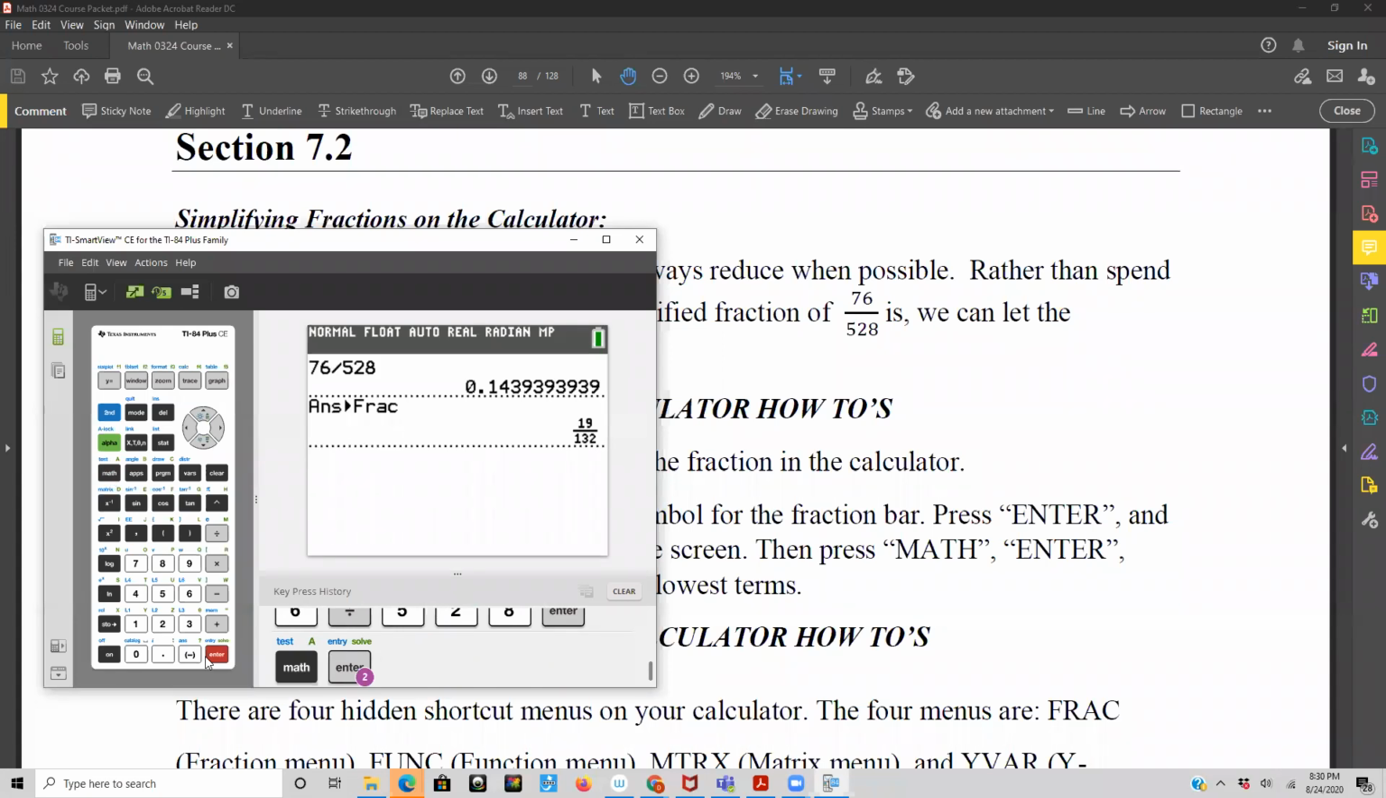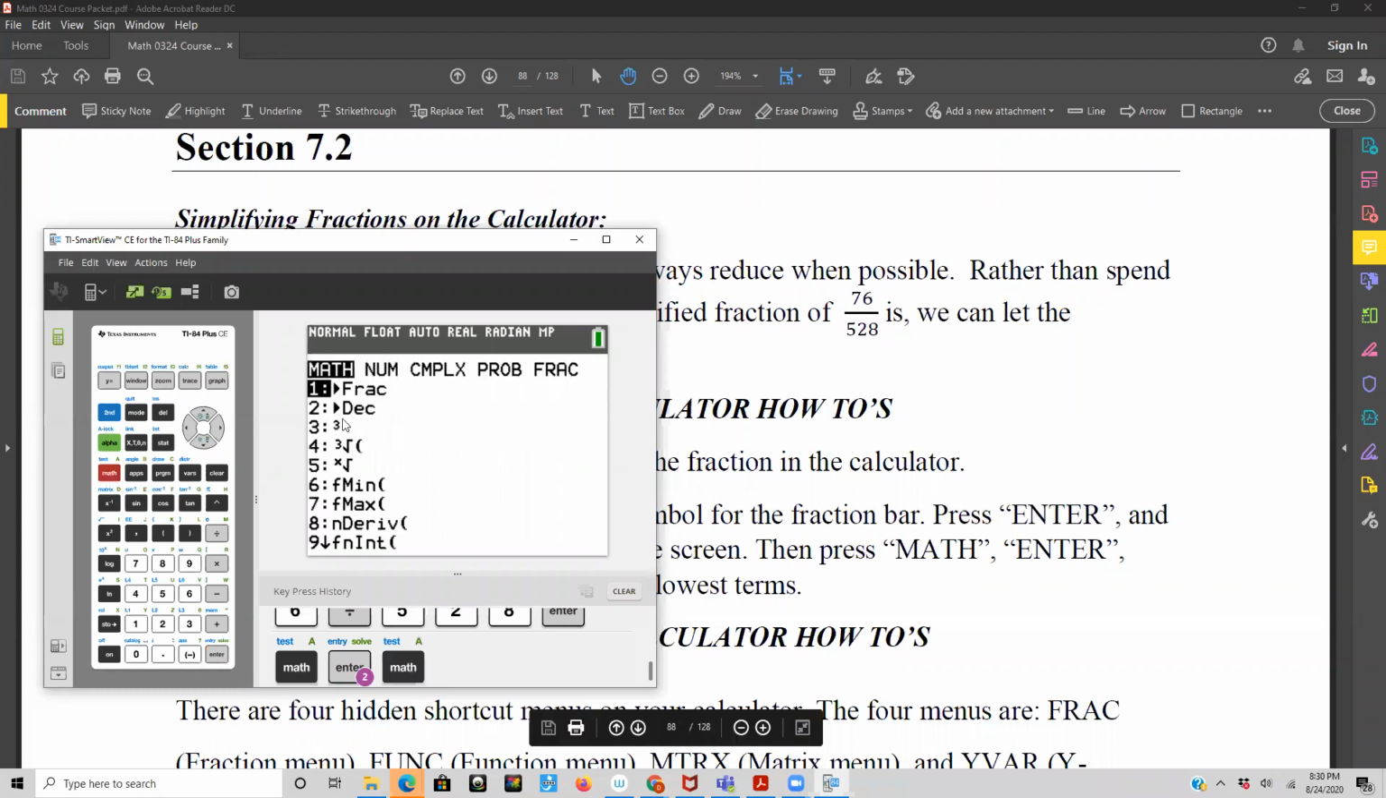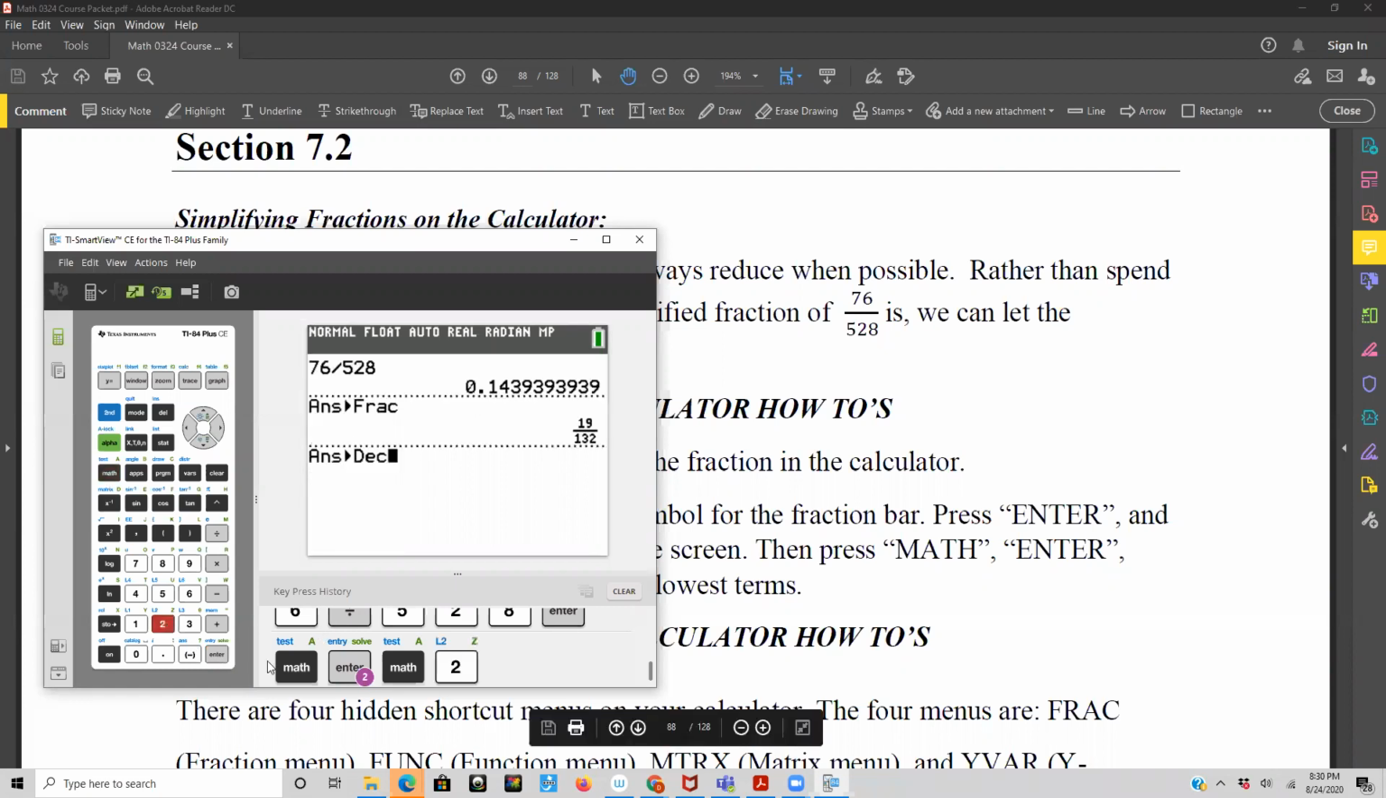One thing nice about the TI-84, I should mention: if you want the decimal form, just go back to MATH and pick number 2. Guess what DEC stands for? That's decimal. So I go down, pick number 2, press enter, and now I'm back to the decimal form. I can convert back and forth and reduce to lowest terms. I don't have to do that by hand, ever.